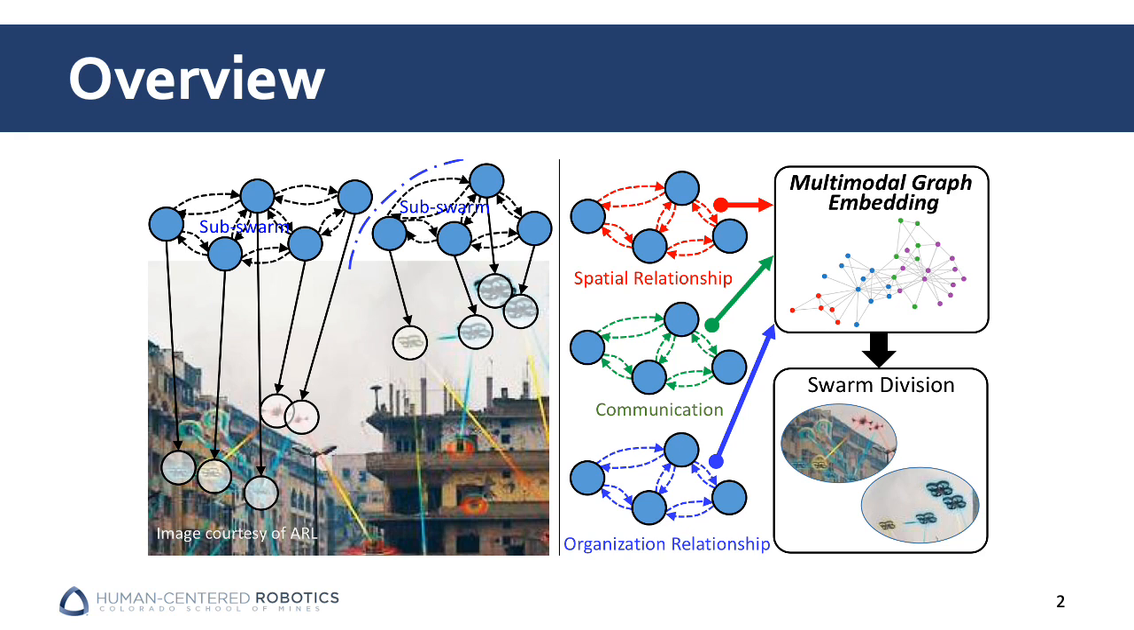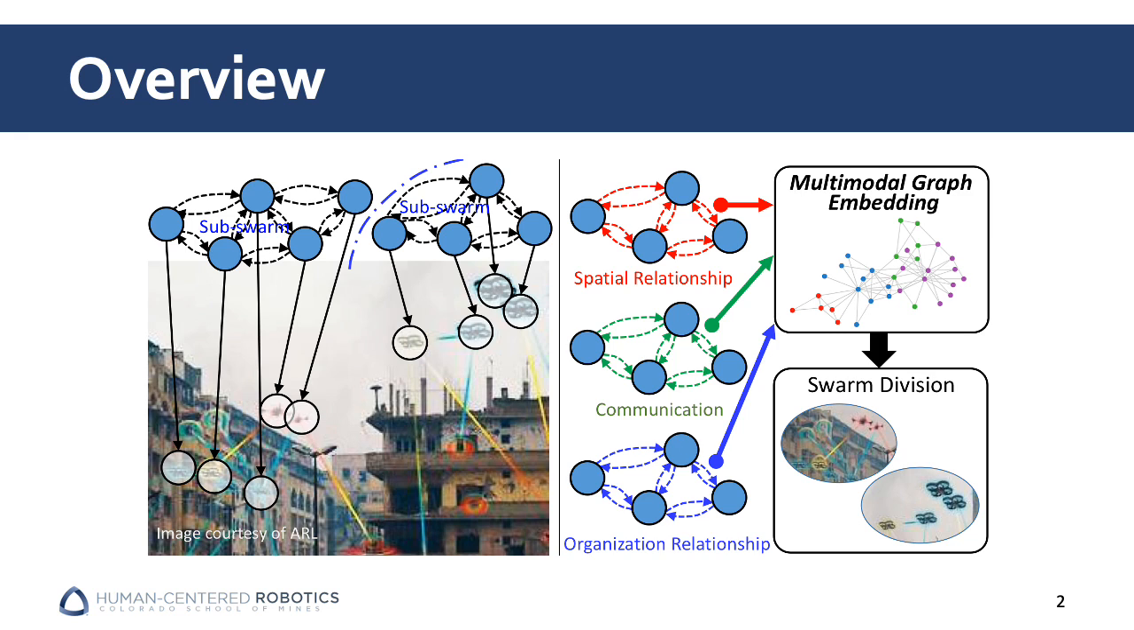Multi-robot systems can be complicated. The figure on the left shows a swarm of drones exploring an urban environment. A human may need to interact with this swarm in order to guide them to new positions or give them other commands. But multiple relationships exist within the swarm that may make it difficult for a human to conceptualize and control.